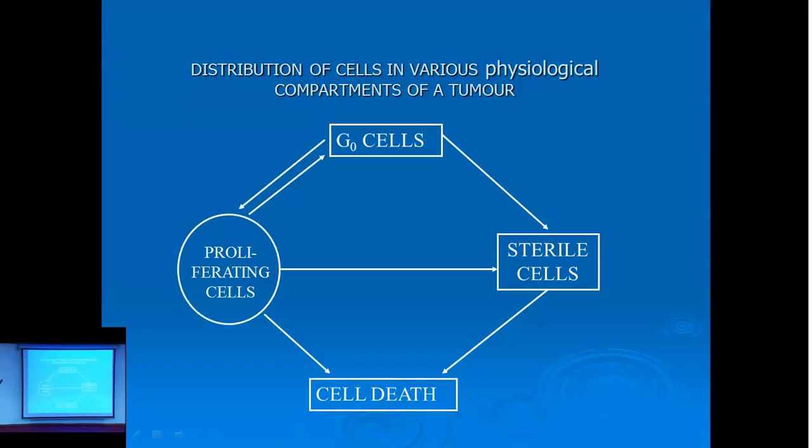That's why I have shown this projection, where a tumor has various physiological compartments. There are non-proliferating G0 cells, which are resting cells, and there are sterile cells which do not divide but are still alive, and there are proliferating cells, which are the main target for the treatment. These are the proliferating cells that we have to actually destroy, and there are also many dead cells in the tumor.